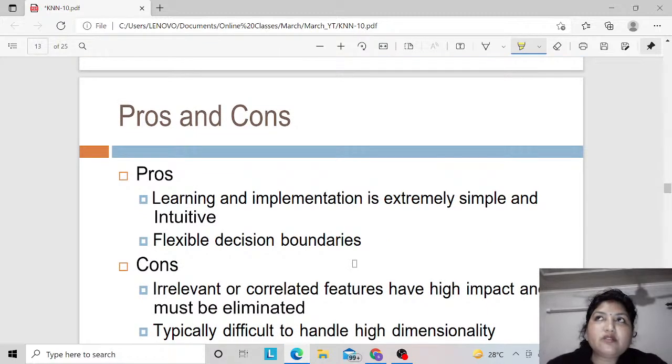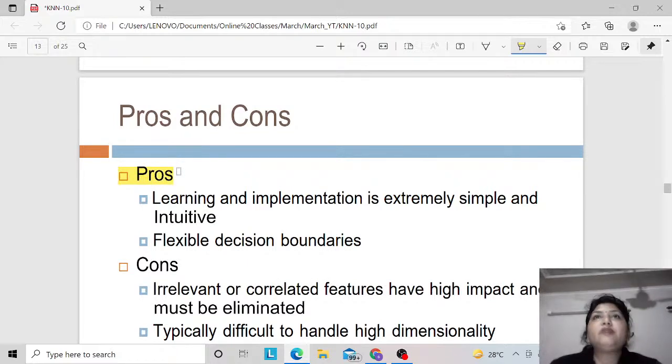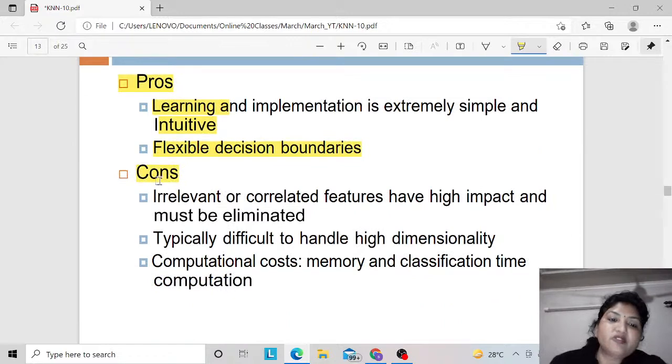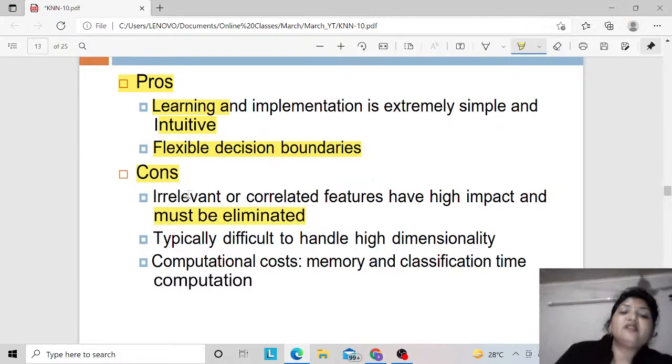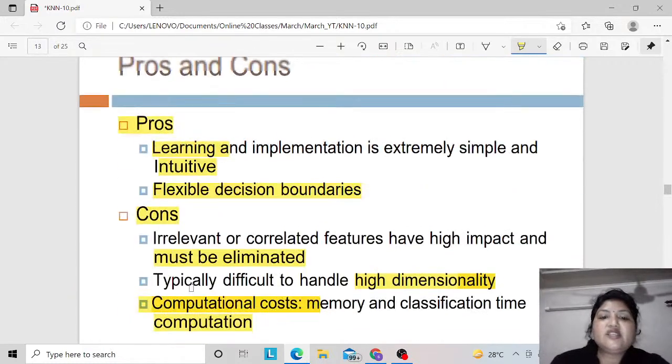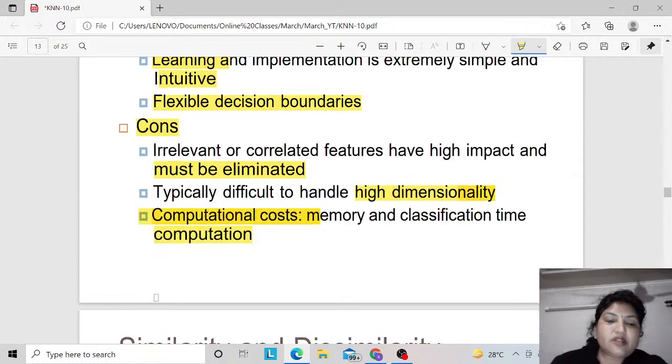Let us see what are the pros and cons of this algorithm. And then we will be learning about how to find out the distance between data points, right? So the pros, the advantages of this algorithm, would be that learning and implementation are extremely simple and intuitive, and it has flexible decision boundaries, right? Cons would be, first, irrelevant or correlated features have high impact and must be eliminated, right? It is typically difficult to handle high dimensions. When your dimensions are too high, it is very difficult to handle. Then computational cost, memory and classification time computation, right? So these are the advantages and these are the disadvantages of this algorithm.